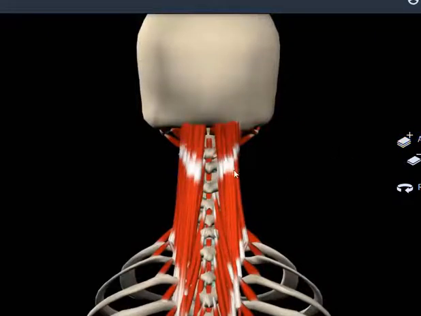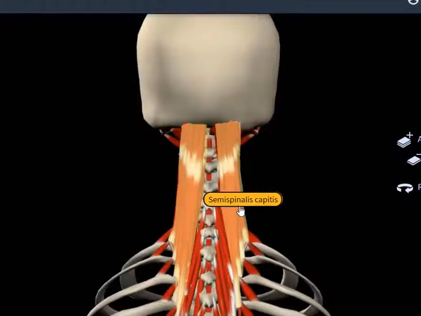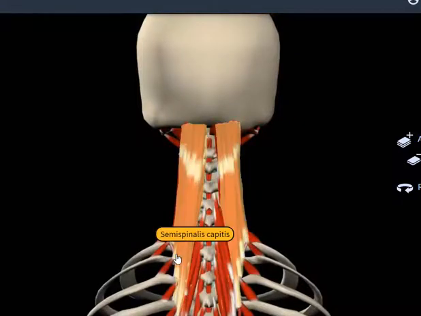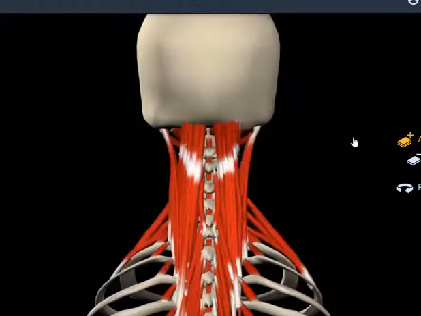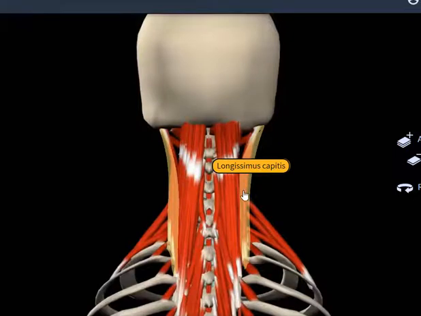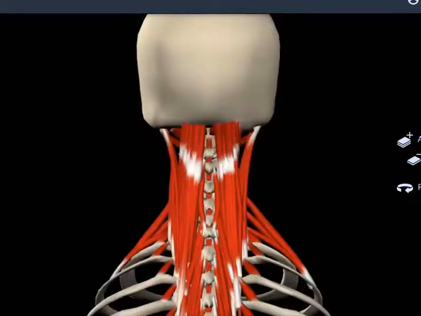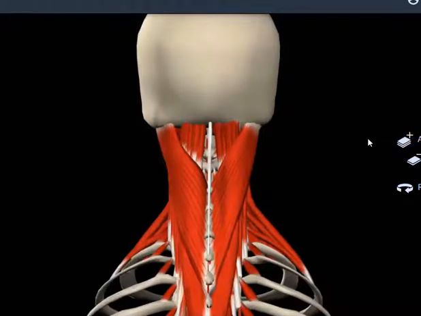So if we keep on adding layers here, we get the semispinalis capitis, which is a muscle that is part of the erector spinae group, and you can see that they go from out to in. And then we're going to add another layer that we just learned from the other lecture. You can see, again, longissimus capitis. This is also part of the erector spinae. And then one more layer, and we get the splenius muscle.